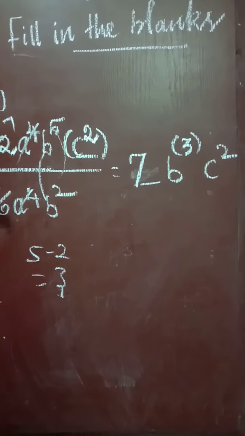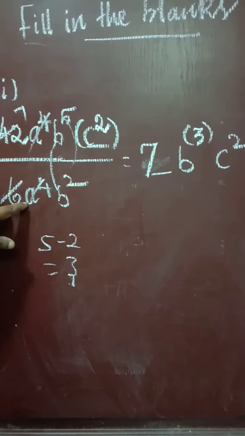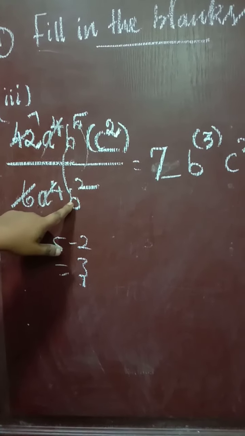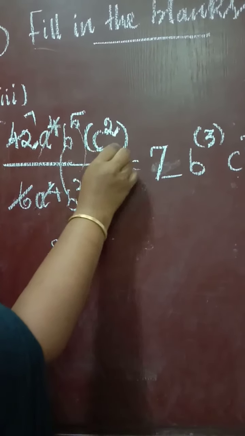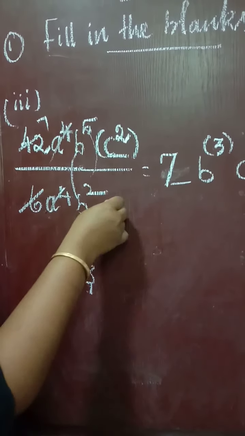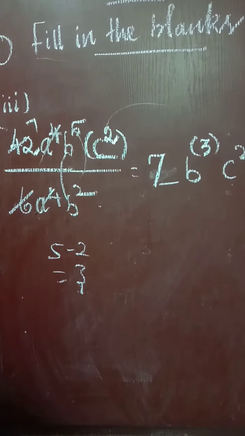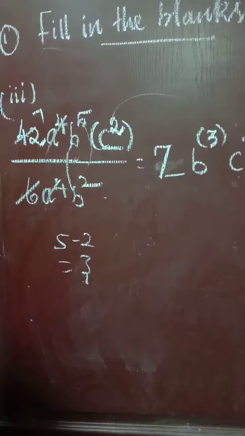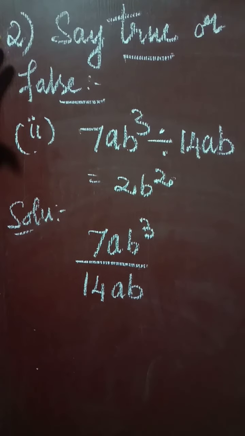Listen. First we cancel the number. Next cancel the a term. Next cancel the b term. Next c squared. Here there is no c term, so directly we have to write c squared. Understood this sum? Yes.